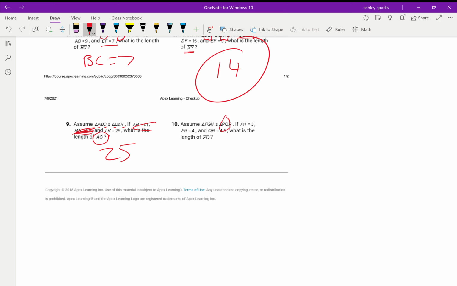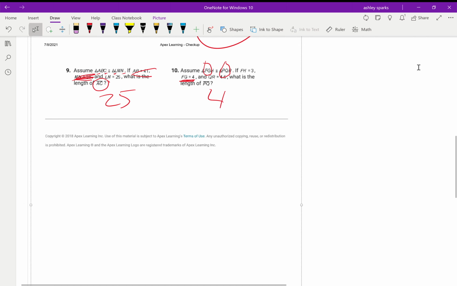Last one here, we got PQ. It's at the front. So I want to find something that's talking about FG. Well, there it is. It's 4. So with these congruency statements, just look for the order that they're written in. If you have any questions, let me know.